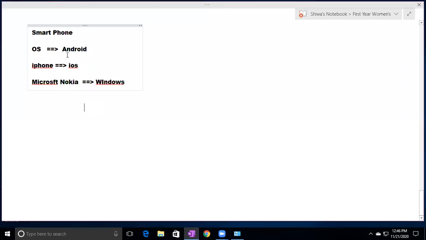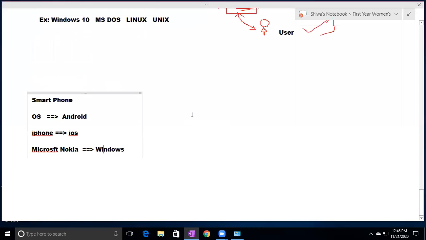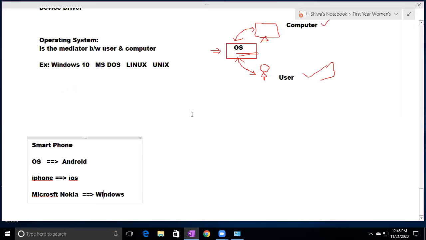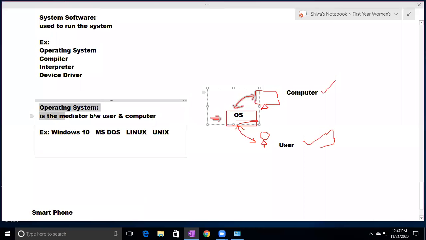Some companies are using Android. Samsung company is using Android. Microsoft company, Nokia company, they are using Windows OS. So OS is compulsory to run the system. To work with the mobile, operating system is required. Like that, to work with the computer also, operating system is required. That's it. So operating system is the mediator between user and the computer.